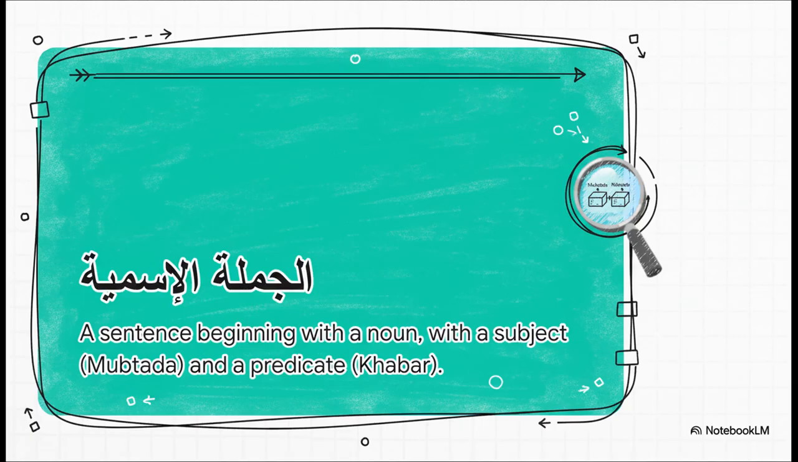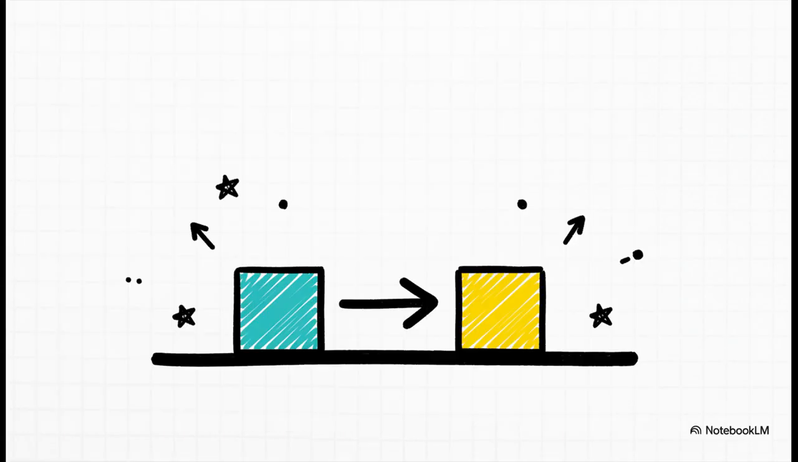At its heart, it's actually super logical. It's any sentence that kicks off with a noun. And it's built on two main pillars. The first is the mubtada, which is our subject, basically who or what we're talking about. The second is the khabar, which is the predicate. It's the information we're giving about that subject. Simple as that. So let's look at the most basic version you can get.